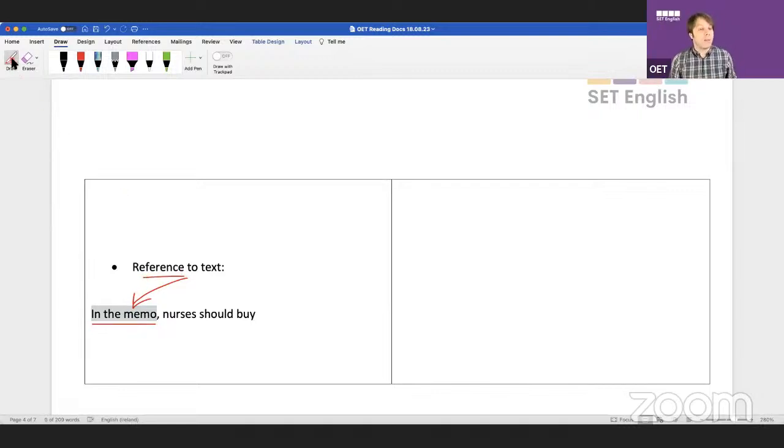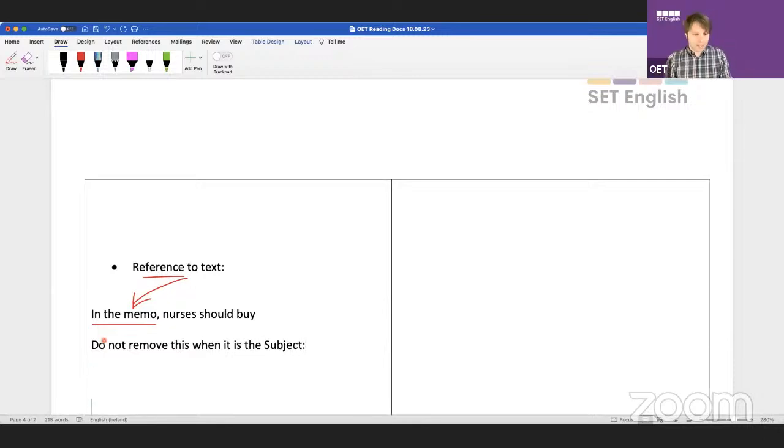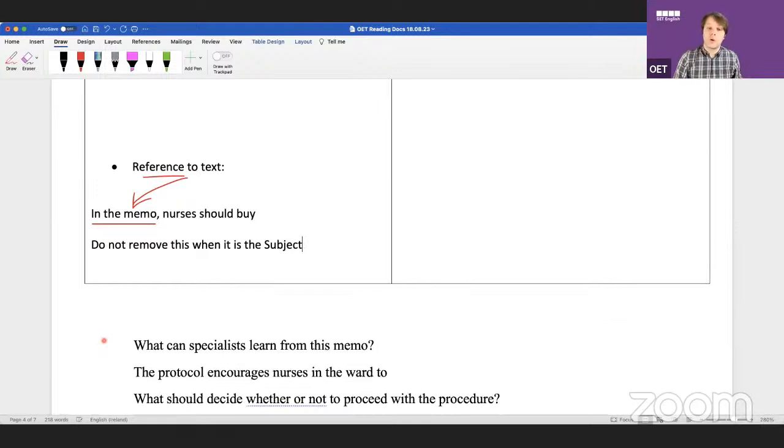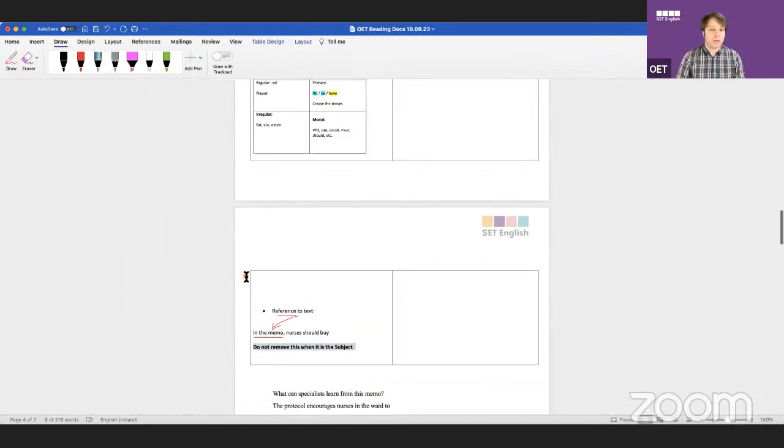This is reading part B. Okay, we can usually remove that, unless it is the subject. Do not remove this when it is subject. So let me give you an example here. I'll show you an example in a minute. Okay. Don't worry, guys. I will explain this more shortly.